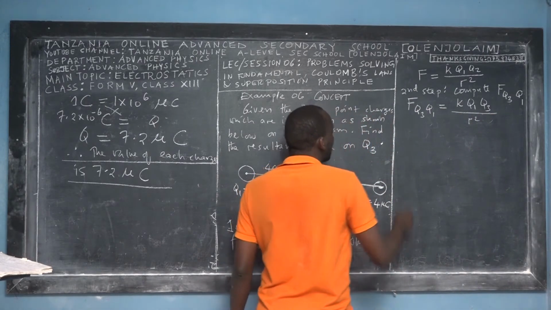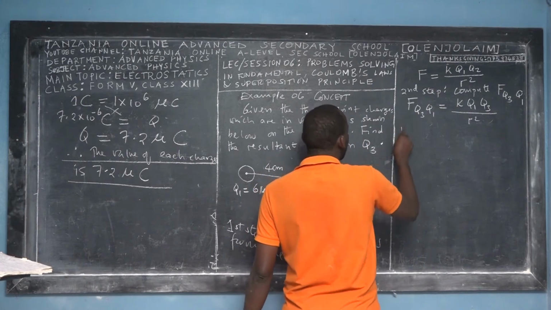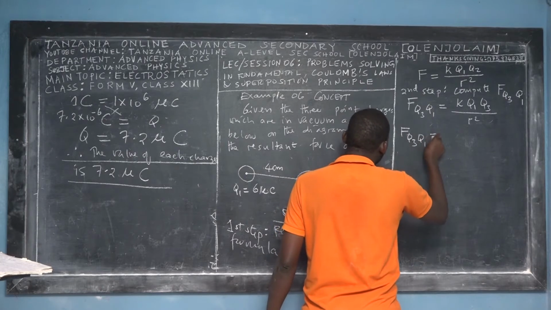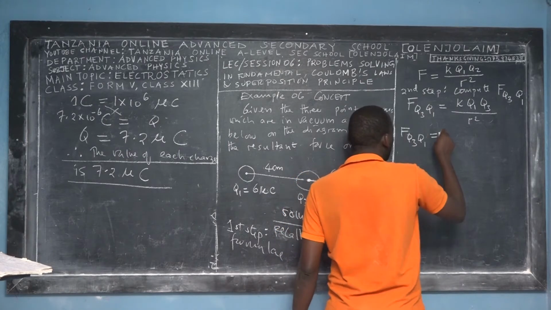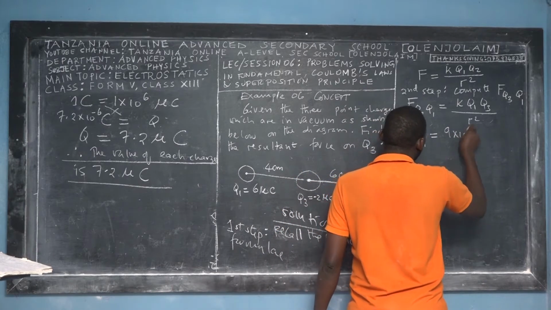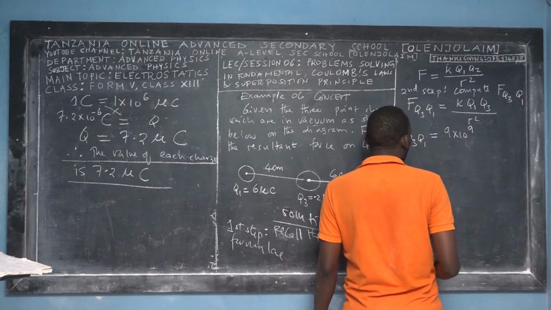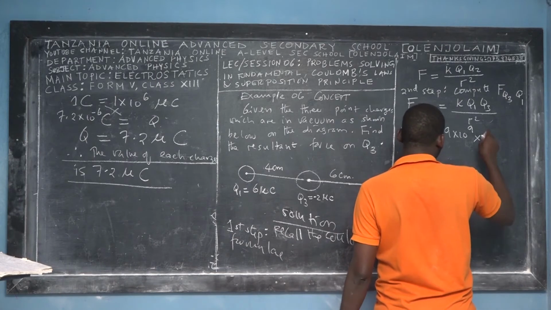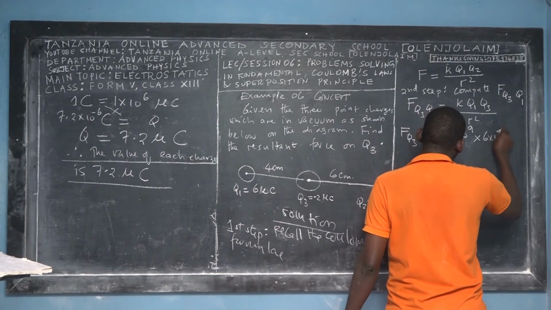And then, again, we have to know the directions later. So F on Q3 due to Q1 is equal to k. K is what? 9 exponent 9, and then you have Q1. What is Q1? Q1 is 6 microcoulomb, so 6 exponent negative 6.